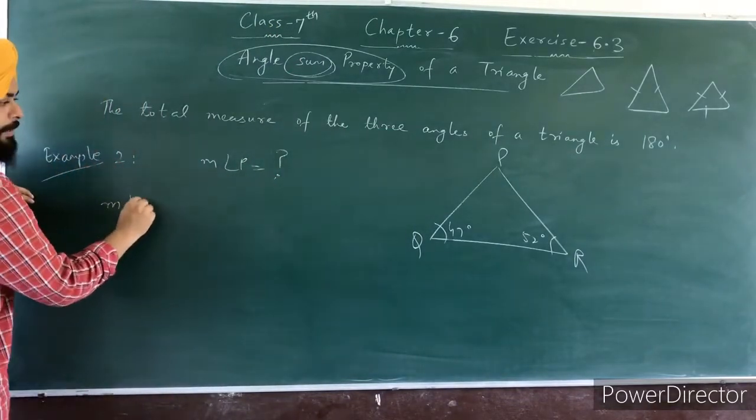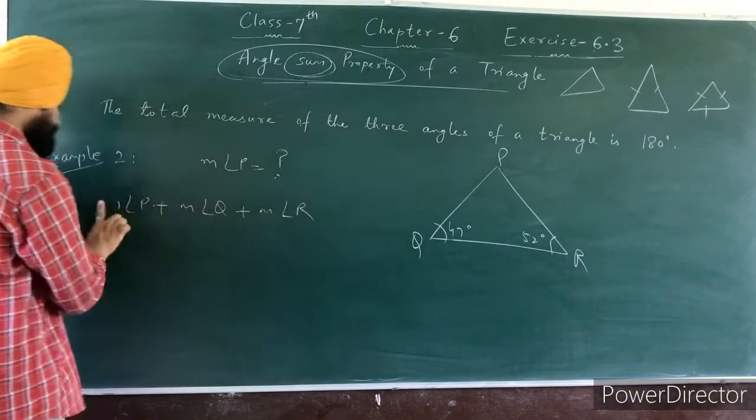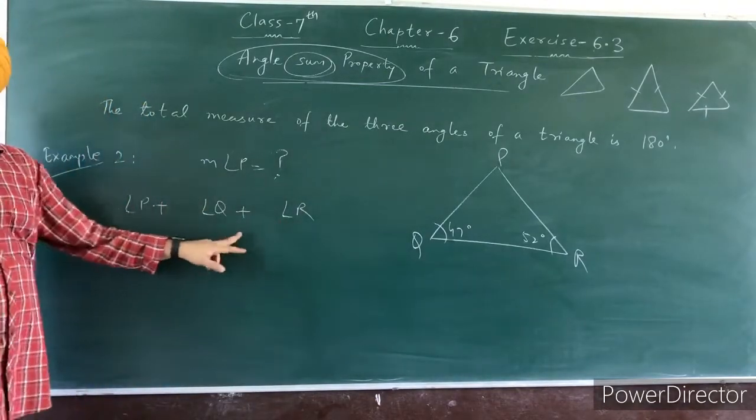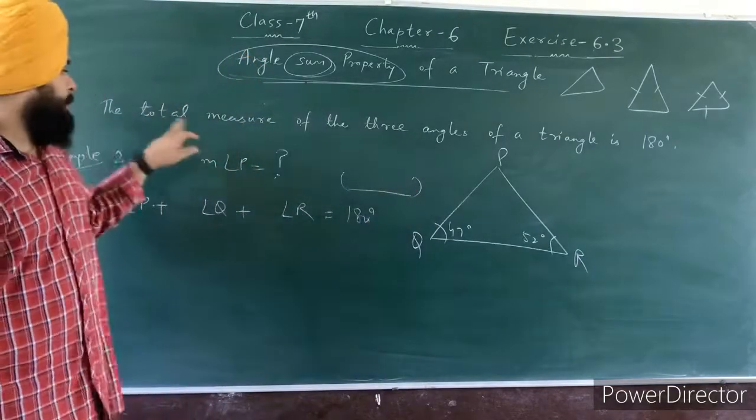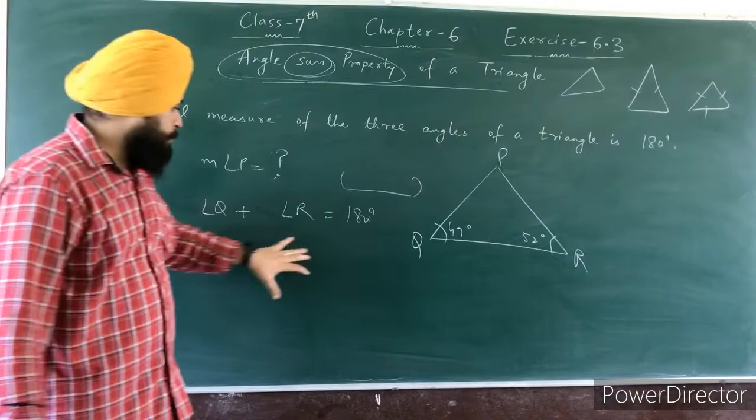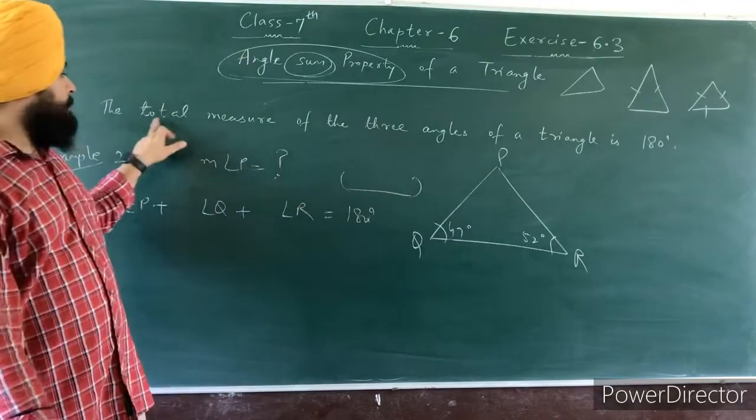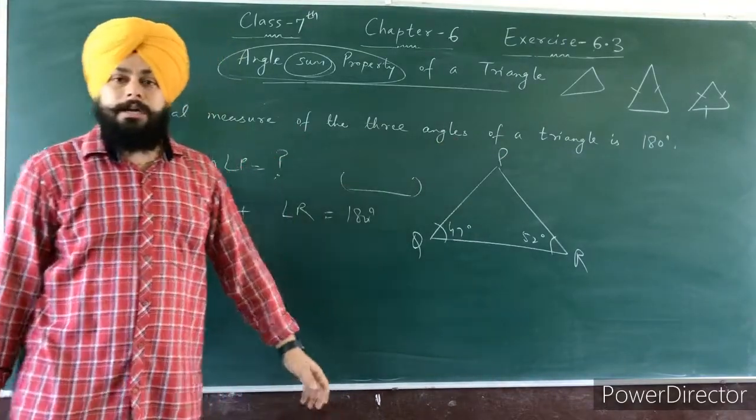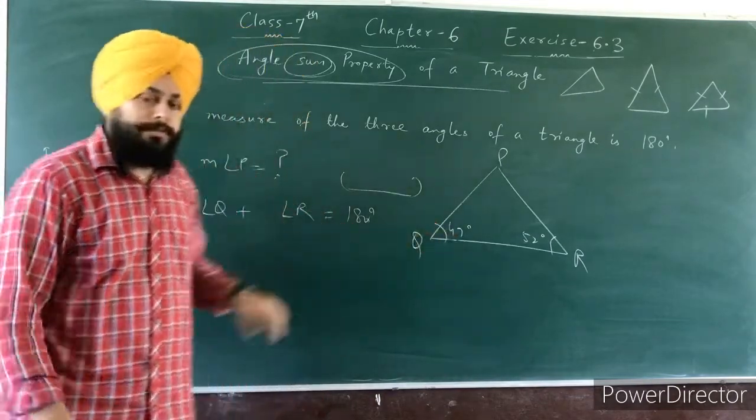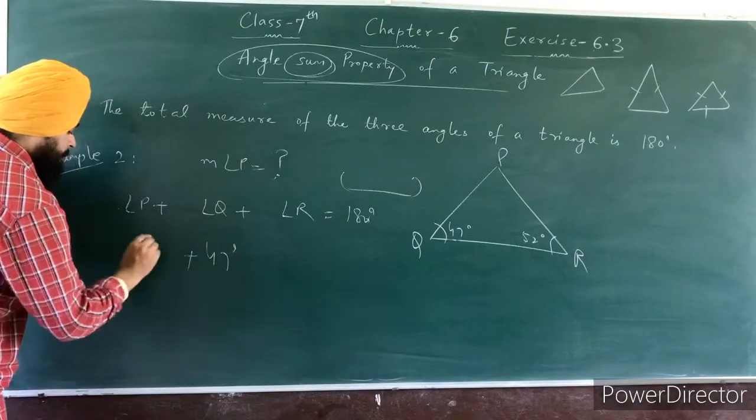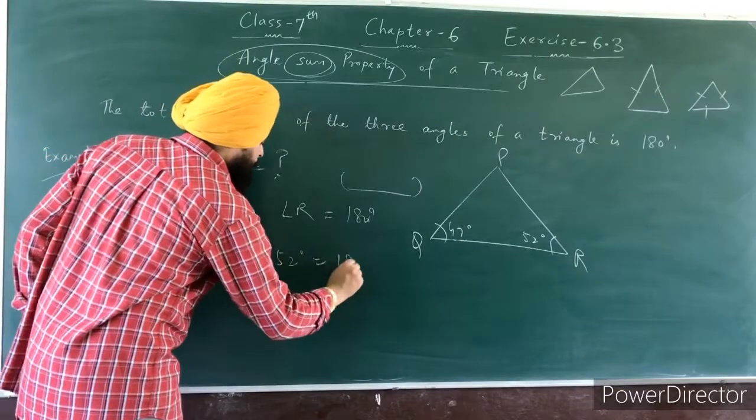First you can write measure of angle P plus measure of angle Q plus measure of angle R, or you can write only angle P plus angle Q plus angle R is equal to 180 degree. You can also write the property here. Whenever you take a condition in a question, you should also write its property. The property is the total measure of the three angles of a triangle is 180 degree. So angle P plus angle Q plus angle R is 180. Now here measure of angle Q is how much? 47 degree. Measure of angle R is 52 degree, is equal to 180 degree.